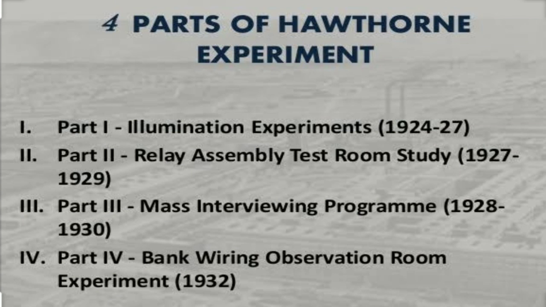In the case of the Hawthorne experiment, we will go with 4 parts. First part is the illumination experiment, done between 1924 and 27. Second part is the relay assembly test room study, 1927 to 1929. Then the mass interview program, 1928 to 1930, and the bank wiring observation room experiment, 1932. We shall complete at least 2 parts today in this video.